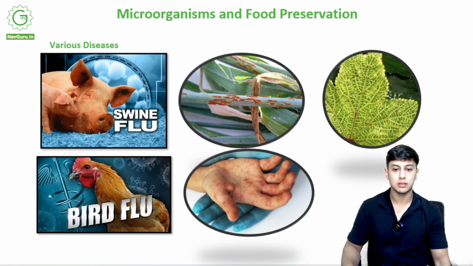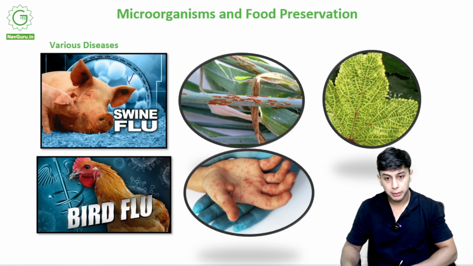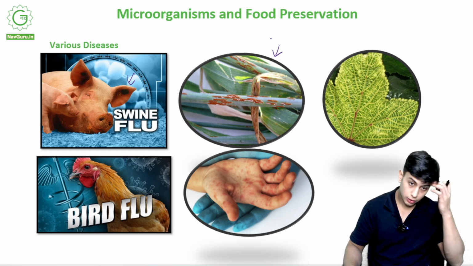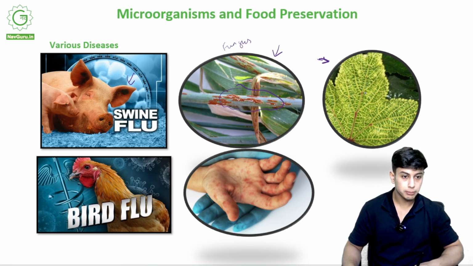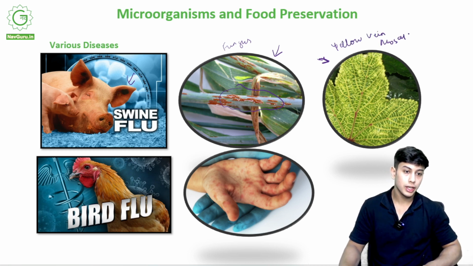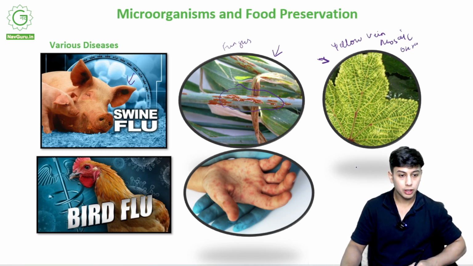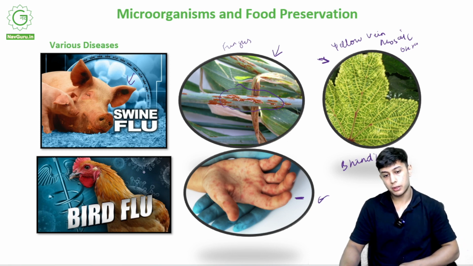So this is swine flu in pigs. This is rust of wheat. You see this rusty color like in iron, but this is in wheat. This is through a fungus. This, you see yellow veins emerging on the green leaf. This would have been all green, but this is yellow vein mosaic in okra or bhindi in Hindi. This is the hand, foot and mouth disease. This is the bird flu, which happens in chicken.